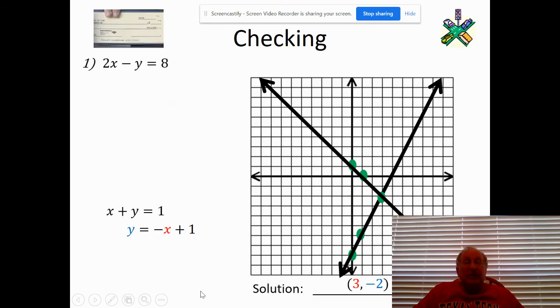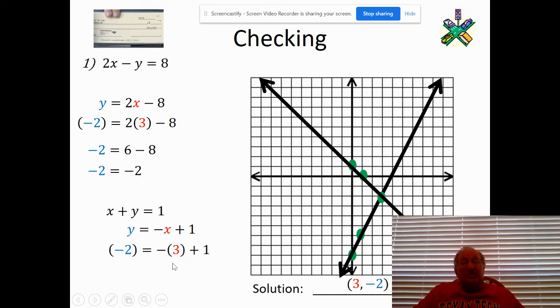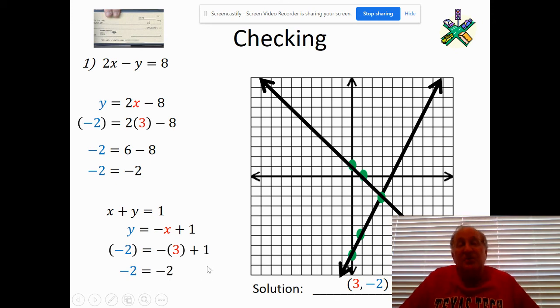A little checking here by simply plugging it in. I'm going to put a 3 in for my x, and y should equal negative 2 if I did this correctly. So 2 times 3 is 6, and 6 minus 8 is negative 2. So that one works. I also need to check it in the other problem. If I have a 3, I make it the opposite, so negative 3 plus 1 is negative 2. So it does check out to be correct. So the answer to this system, 2x minus y equals 8 and x plus y equals 1, is 3, negative 2. And I solved by graphing.